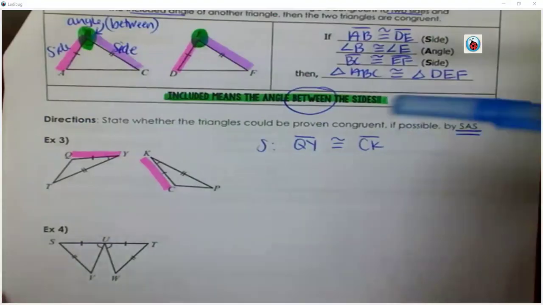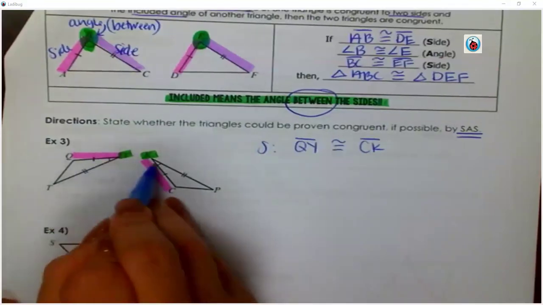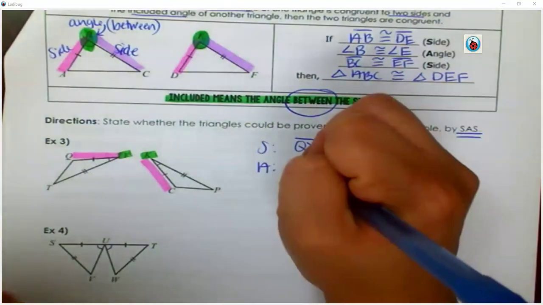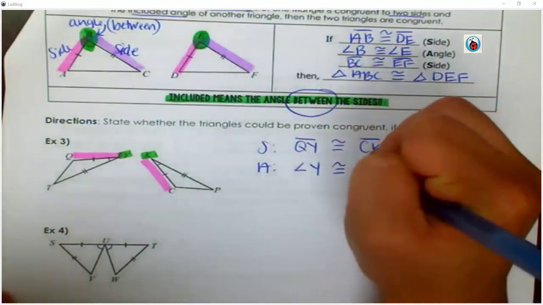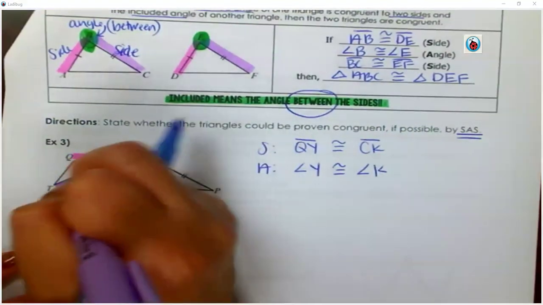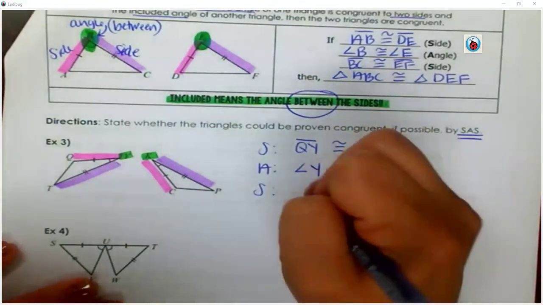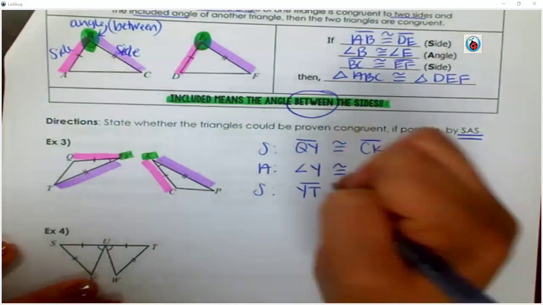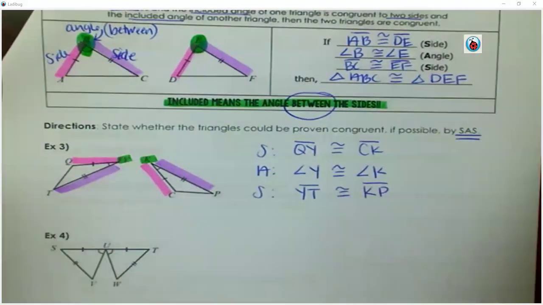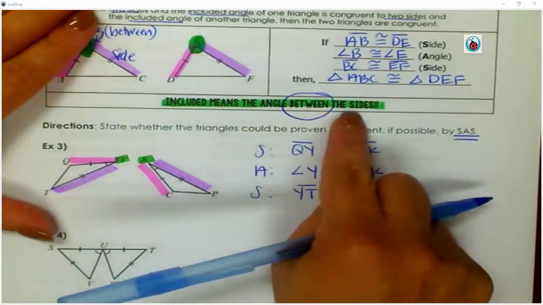Then I can see that this angle is congruent to this angle because they both have one arch on those angles. And so for my angles, I say angle Y is congruent to angle K. Then my other side would be here. And so I would say side YT is congruent to KP. Now, I also need to make sure I check, is the angle between the sides?